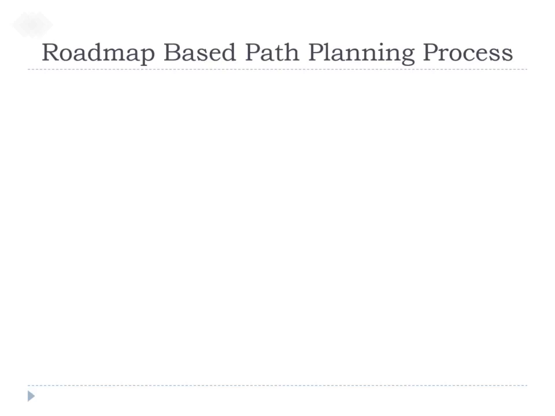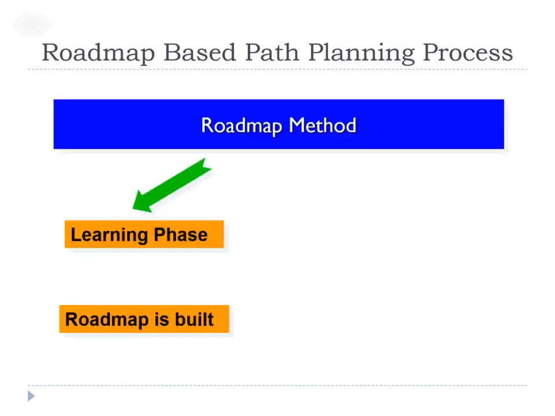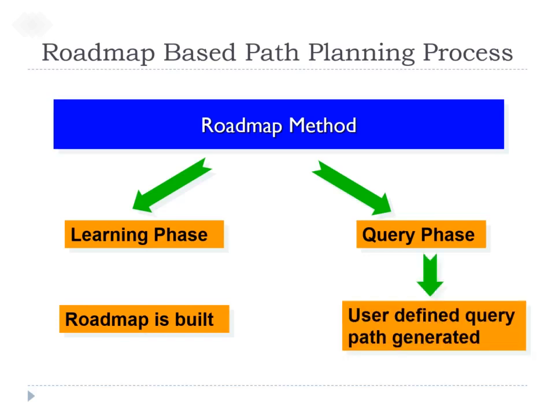Roadmap-based path planning is a two-stage method. In the first stage, which is known as the learning phase, a roadmap is built, like a visibility graph or a generalized Voronoi diagram or a Voronoi diagram is constructed. In the second phase, when you have an actual query to find a path from one point to another point, then a user-defined query is generated, and accordingly you create a shortest path or a path which is suitable.